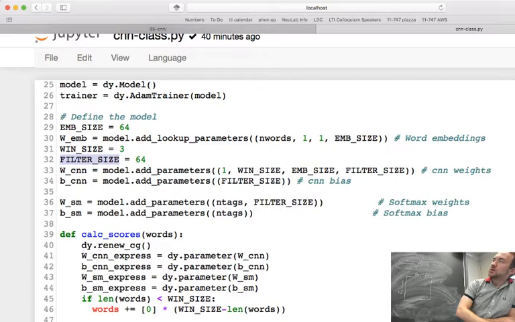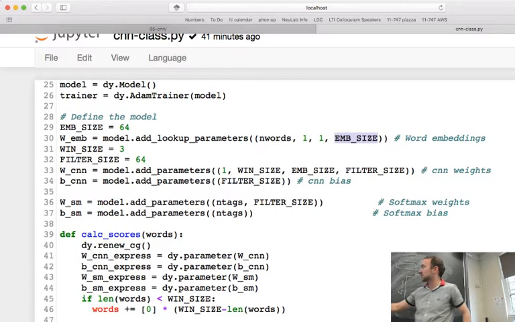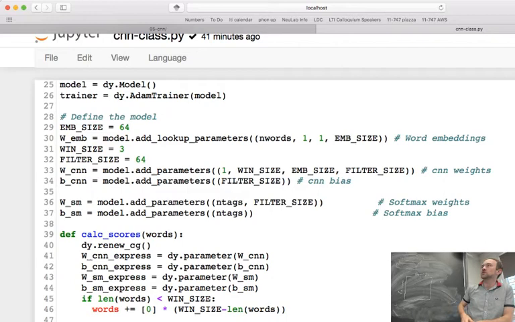And for our word embeddings, we have embeddings equal to the embedding size, but we're using the third dimension instead of the first dimension. That's precisely because we're using this conv2d function that assumes that the features are the third dimension. Then for our filter, we have something that is window size by embedding size by filter size. So this is the n-gram size, the input number of features, and the output number of features. And then we have a bias for this as well.